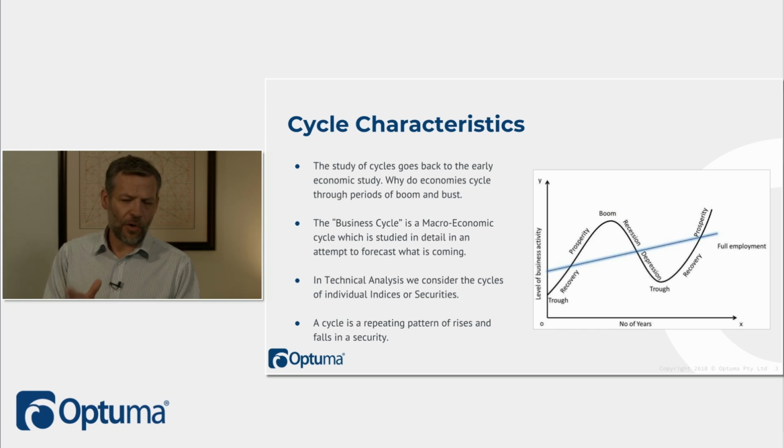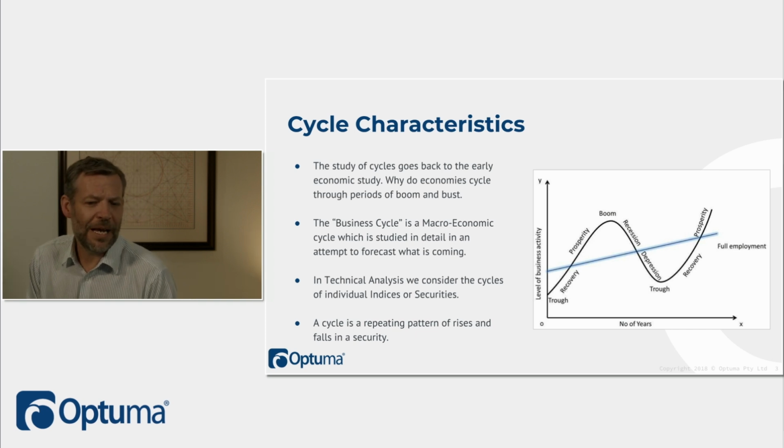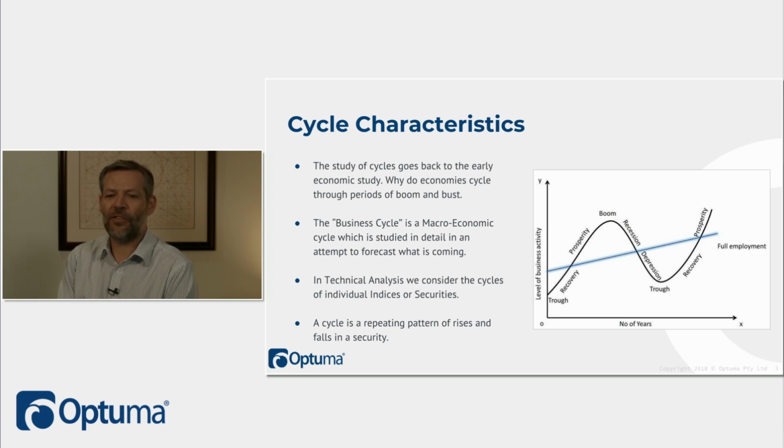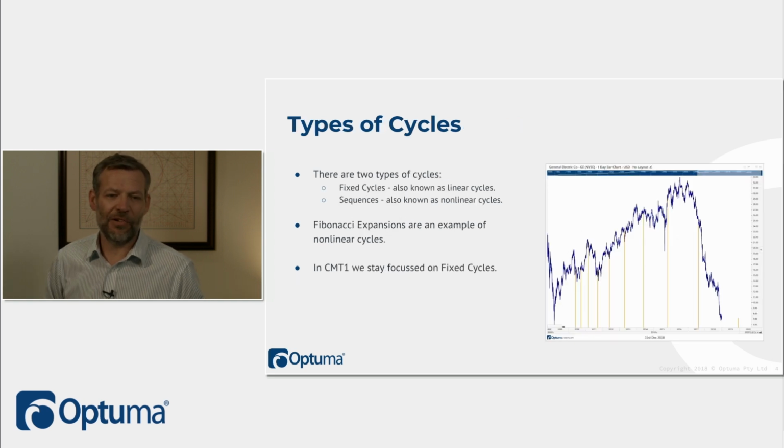So with cycles, it does give us an idea of when we can expect the next change in trend. Because again, like we said with Dow, we want to stay in the direction of the primary trend. So it gives us an inkling that, hang on, we're now getting a very clear cycle. We've hit another low. We're expecting the trend to change. So we definitely want to trade with that. A cycle is a repeating pattern of rises and falls in a security.